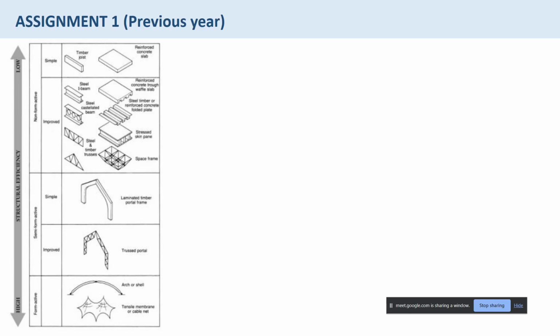In form active we have arches, shells, tension fabrics, cable nets. Then in semi-form active we have simple, like a portal frame, and then we have improved, which is a trussed portal. And then we have non-form active, which has low structural efficiency. For example, the simple is an RCC slab or a timber joist, and then the improved one is a steel I section, steel and timber trusses, and other things.